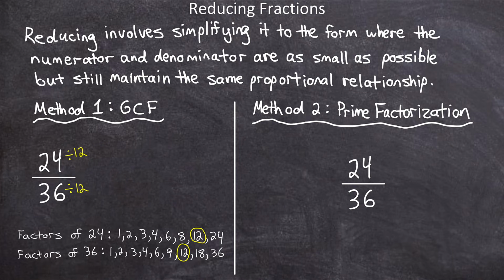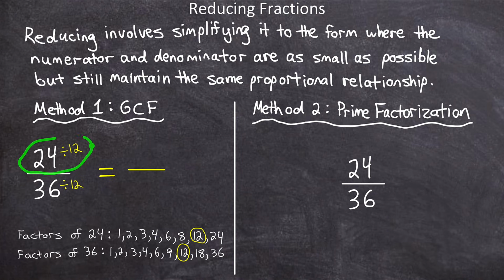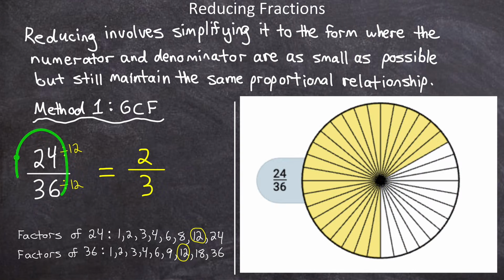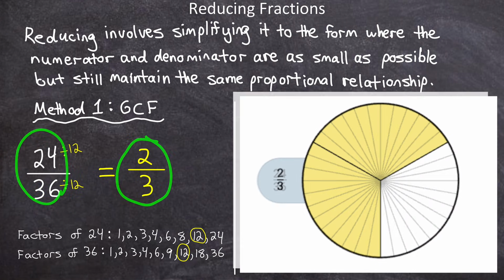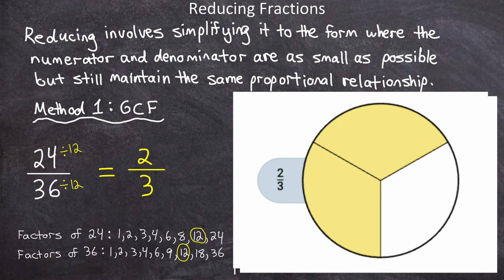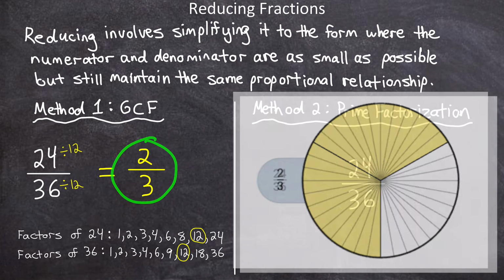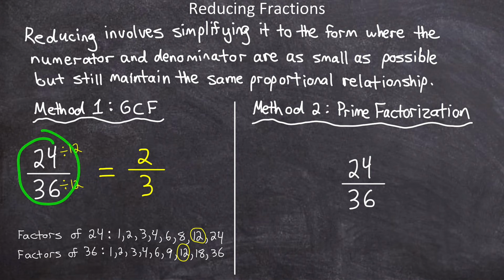Now let me move this over so I have a little bit of room to write my reduced but equivalent version of this fraction. 24 over 36 would be equal to, well, 24 divided by 12 is 2, and 36 divided by 12 is 3. So the fractions 24 over 36 and 2 over 3 represent the same proportion. They have the exact same value. Just 2/3 is the reduced version of 24 over 36.